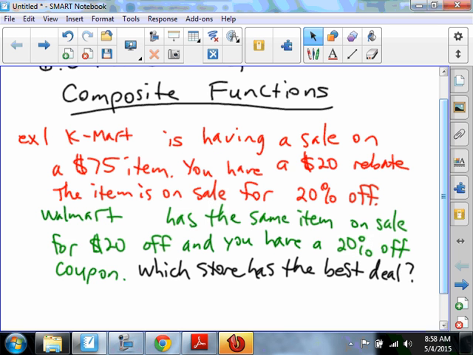Question. For the Kmart, the rebate comes after you buy the thing, yeah. The rebate comes after you buy the thing. And to simplify the calculations, we're going to disregard sales tax, okay? So we're going to come back and answer that. You probably already have the answer to this or are well on the way.